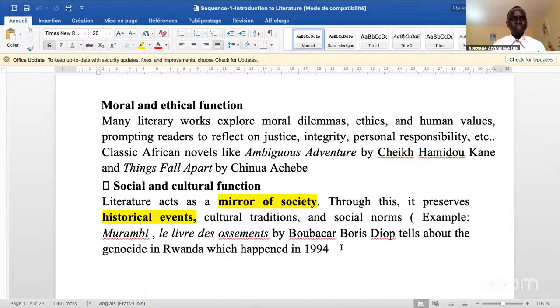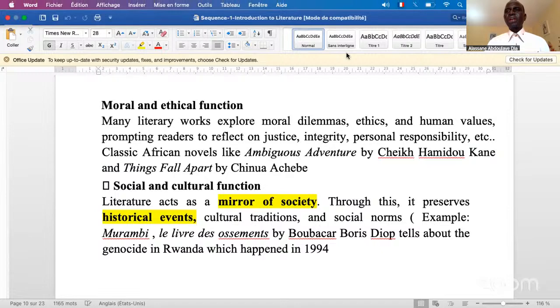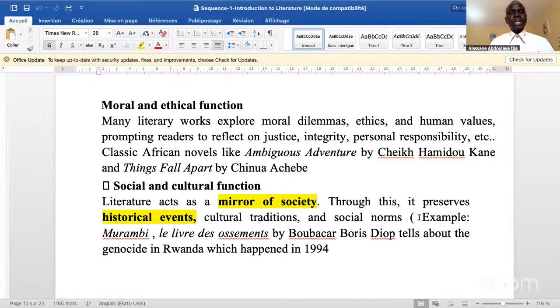Another function is the moral and ethical function. In the moral and ethical function, many literary works explore moral dilemmas, ethics, and human values. They prompt readers to reflect on justice, integrity, personal responsibility, etc. Yes, moral and ethical function. And I have given you examples of classic African novels like Ambiguous Adventure by Cheikh Hamidou Kane, and in French, Le Monde s'effondre. In terms of moral, I told you about what Cherno said.